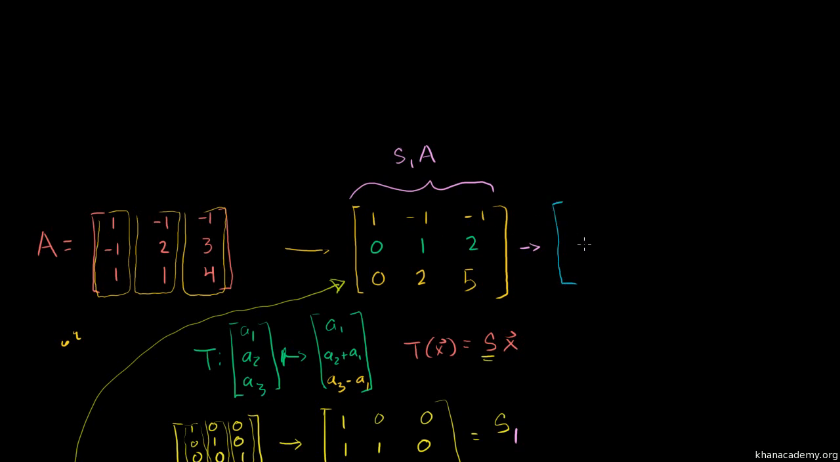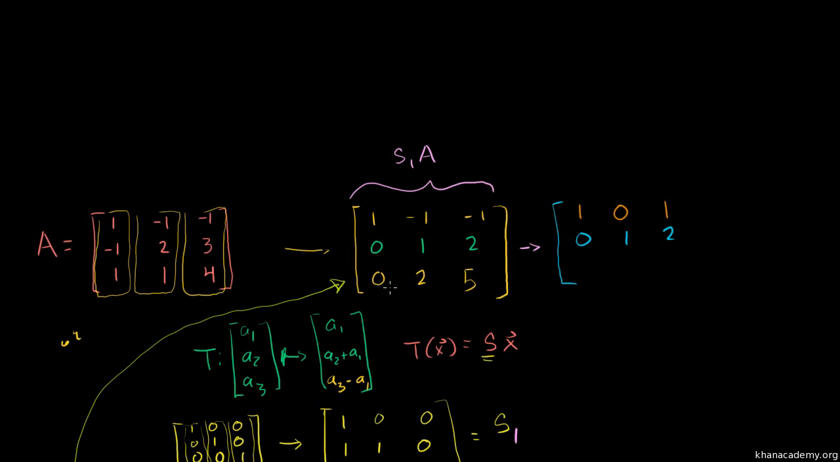So let's keep our middle row the same, 0, 1, 2. And let's replace the first row with the first row plus the second row, because I want to make this a 0. So 1 plus 0 is 1. 1 plus 0 is 1. Minus 1 plus 1 is 0. Minus 1 plus 2 is 1.